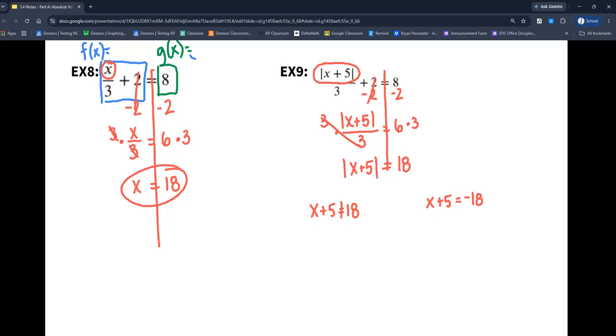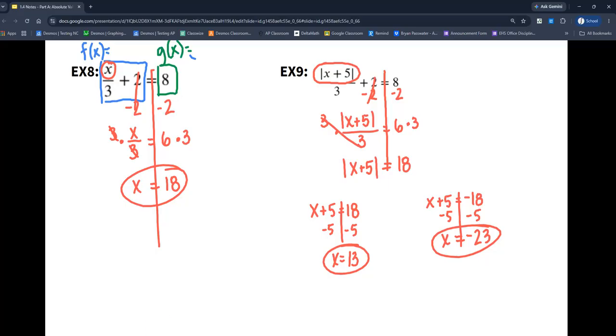Isley, how do I solve this first one? Very good. I'm going to subtract 5. So what will I get for that answer, Isley? 13. Beautiful. And then, Josue, what about the second one? What do I do here? Subtract 5. Beautiful. And what will I get for that answer? Negative 23. Okay, so I have 2 answers for that problem.